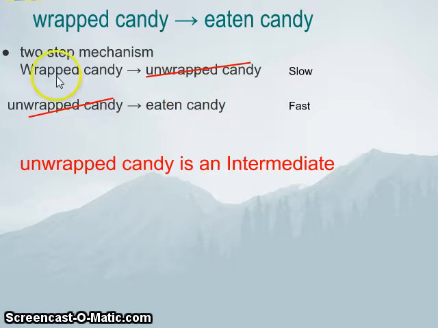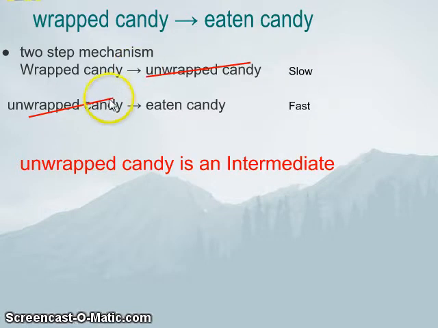And so in this case, unwrapped candy is our intermediate. Now, this first step is actually the slow step, right? If we think of this reaction, the first step, how long it takes to unwrap the candy, think of a Hershey's Kiss. Going from wrapped candy to unwrapped candy takes much longer. So it's the slow step in comparison to the second step, because once you have the unwrapped Hershey's Kiss, eating it is very, very quick. It's the unwrapping that goes much, much slower.